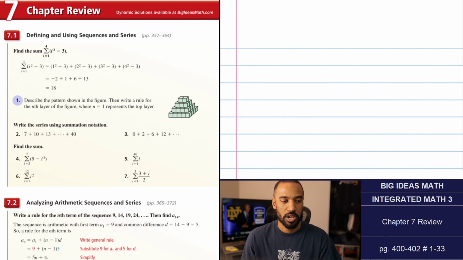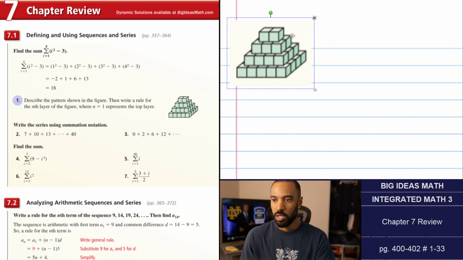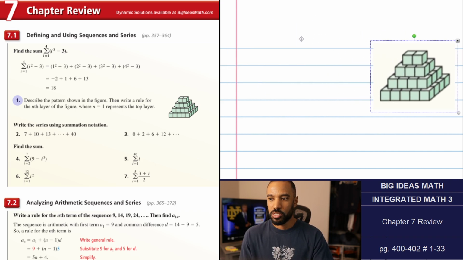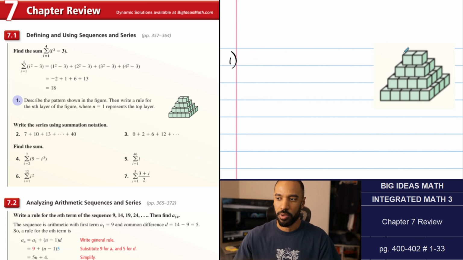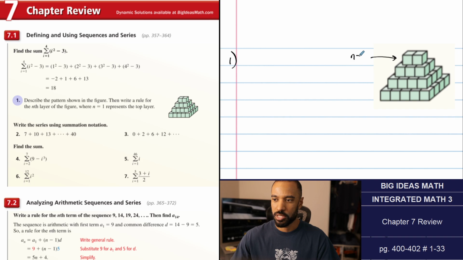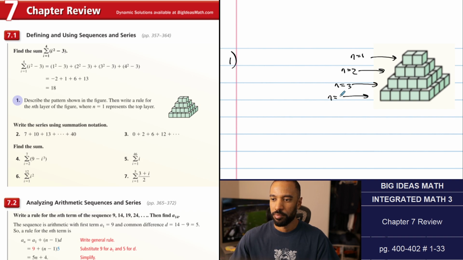Okay, let's begin with question number 1. It says describe the pattern shown in the figure, then write a rule for the nth layer of the figure where n equals 1 represents the top layer. I don't know how big this shows up on your screen, so let me copy and paste this here. Okay, so it says describe the pattern shown. I don't know if that means in words. I'll go ahead and attempt to do that with you guys as an overall, but this is n equals 1, n equals 2, n equals 3, and n equals 4.